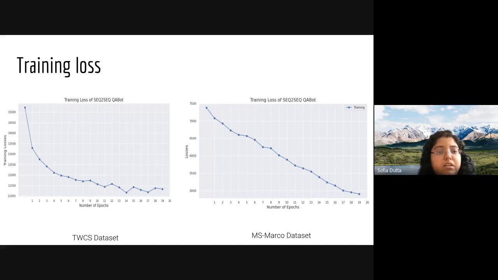This is the training loss plot. In these two plots, we can clearly see that it is easier for the TWCS dataset to learn, and losses are decreasing faster for TWCS. As the losses are decreasing, our model is learning properly.